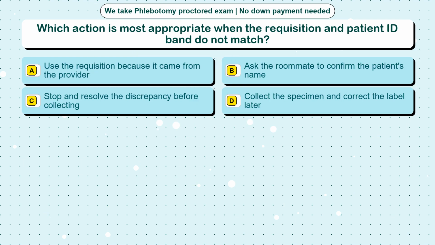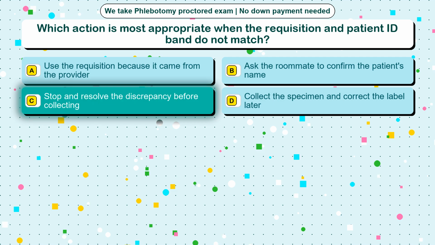Question 4. Which action is most appropriate when the requisition and patient ID band do not match? Option A. Use the requisition because it came from the provider. Option B. Ask the roommate to confirm the patient's name. Option C. Stop and resolve the discrepancy before collecting. Option D. Collect the specimen and correct the label later.